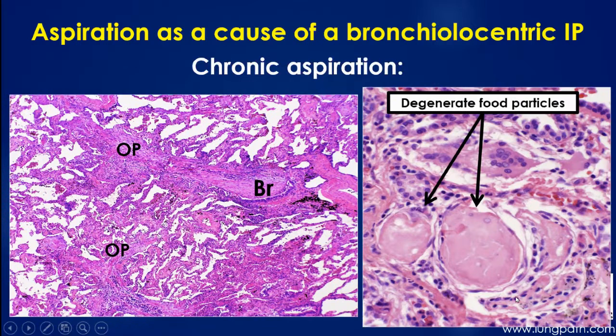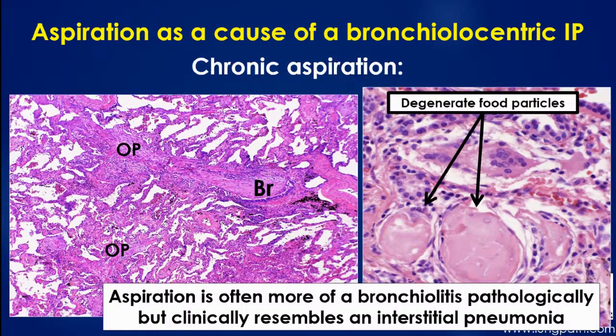And again, here is this degenerate food particle. It looks like a pink structure that is not anything normal in the lung. Sometimes vessels can look a little bit like it, and you may need to do multiple levels to confirm it. Sometimes aspirated material will be positive with GMS stain. Sometimes it's positive with a PAS stain, but mostly it's thinking about it and looking for it. Once you suspect you find it, then you can do some of those special stains. Aspiration is more often a bronchiolitis pathologically, but clinically it can resemble an interstitial pneumonia.